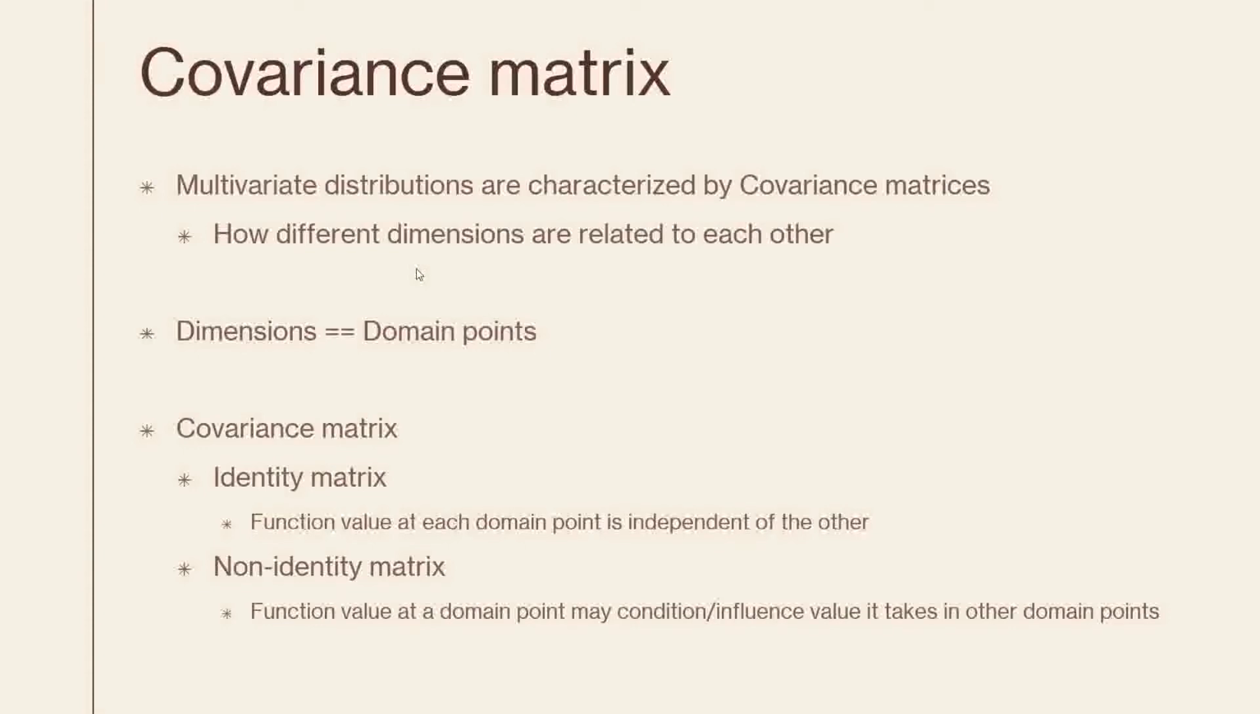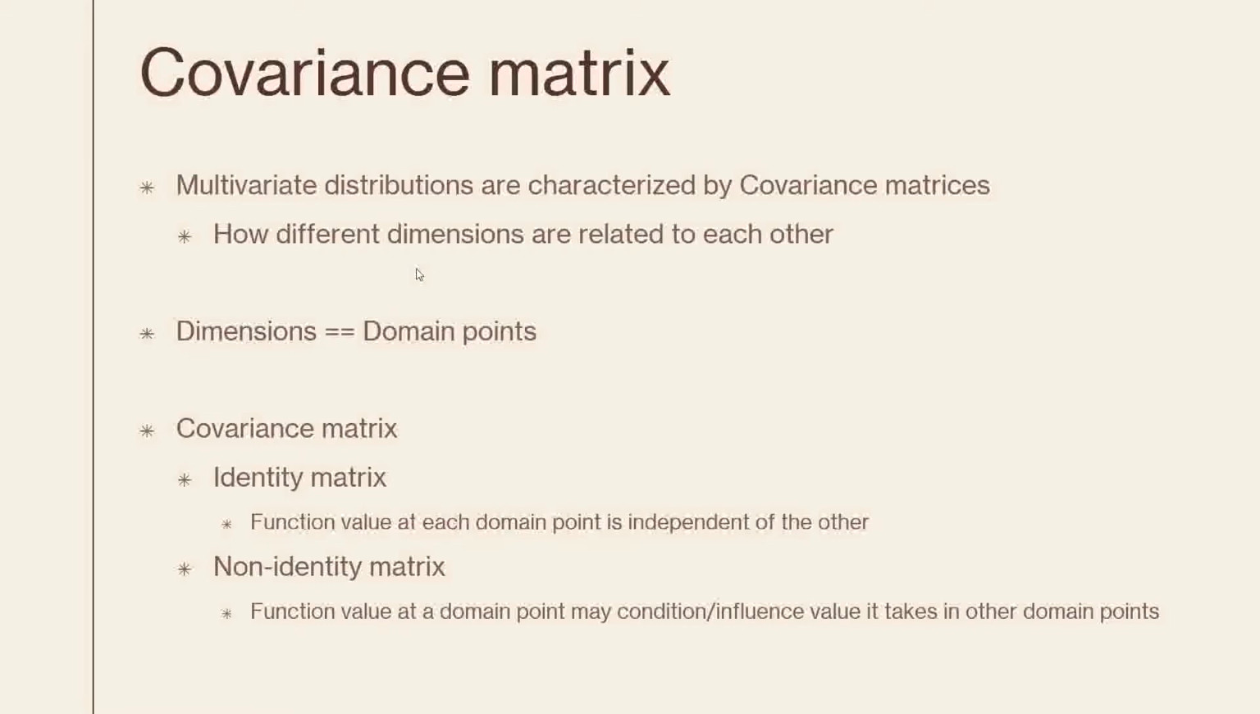So, when you do a random sample of a function from an infinite dimensional probability distribution, the domain points dictate the covariance matrix of the probability distribution. Any multivariate probability distribution is defined by two things. One is the mean, which can be assumed to be zero without losing generality, and the other is the covariance matrix that tells how the different dimensions are related to one another.